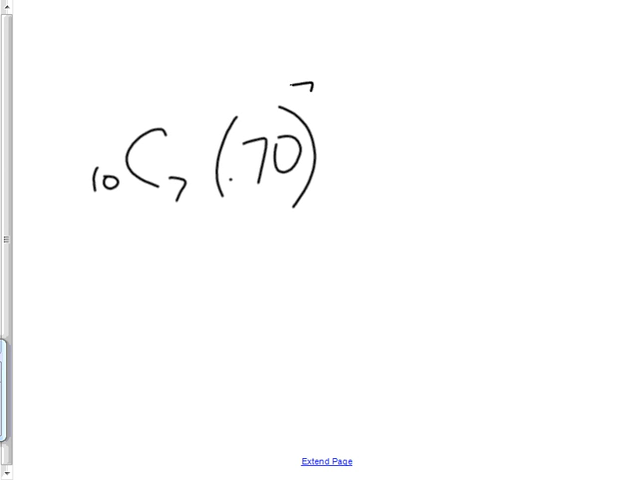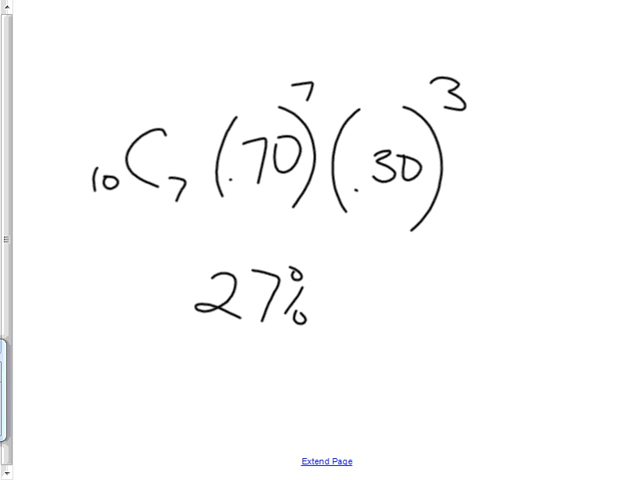So you should have been doing 10 choose 7, 70% chance, and then we have 7 of those. 30% chance, and we have 3 of those. And multiply it all out. What did you get, sir?